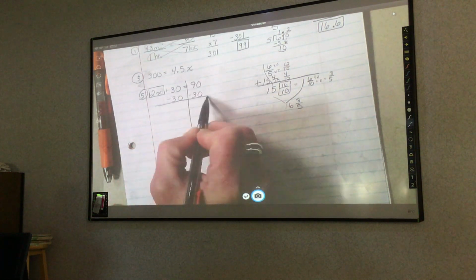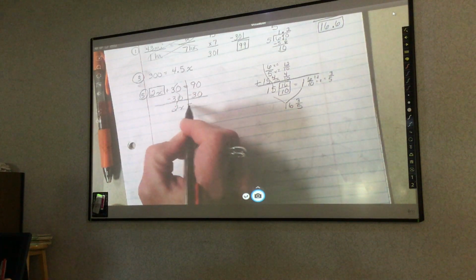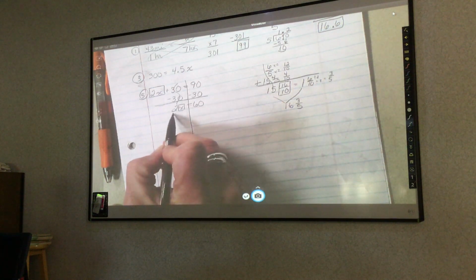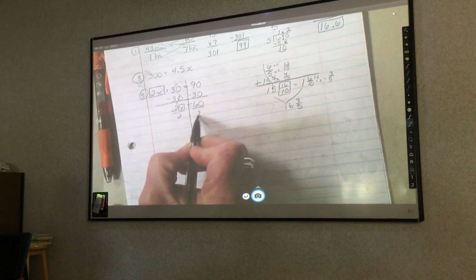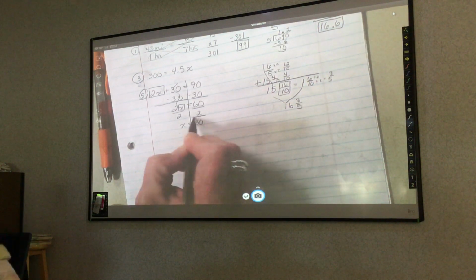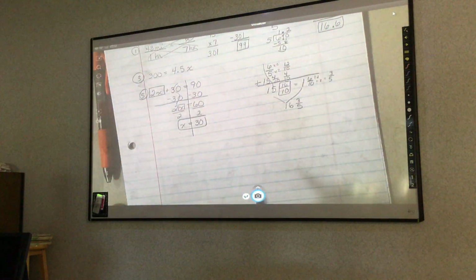Put my equal sign. Those cancel each other out. So I'm left with 2x equals 60. Box that x. Divide by 2. Divide by 2. 60 divided by 2 is 30. So x equals 30. How many of you got 30 as your answer? That is awesome! Way to go, guys!